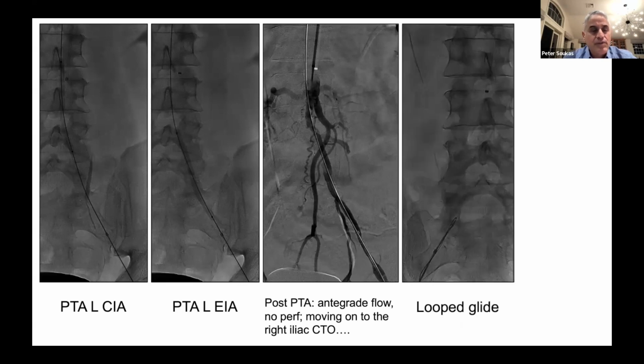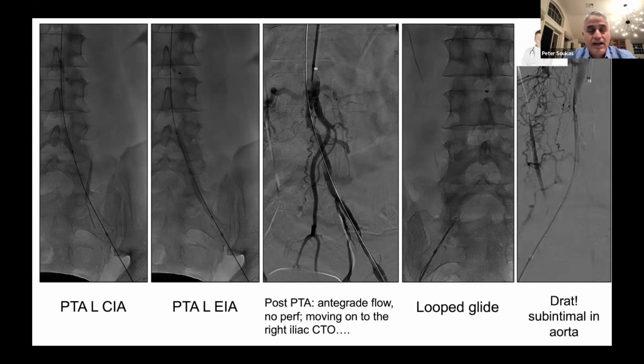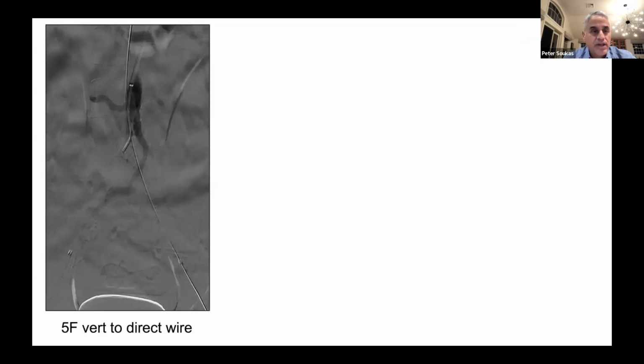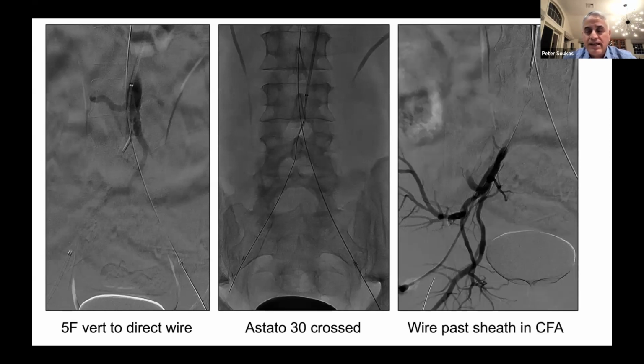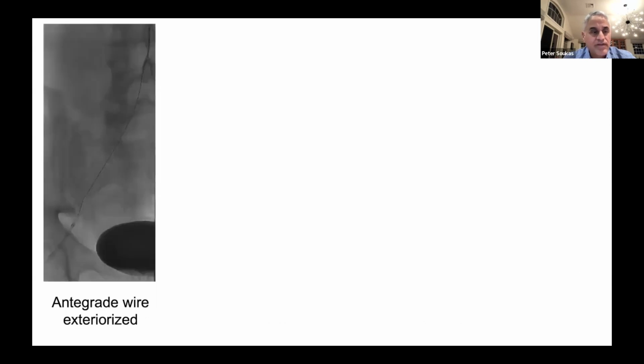And initially, we had a little bit of a beak there. So we thought, well, maybe we could just loop a glide wire through here and get retrograde. Unfortunately, that was not the case, as you can see here, that we were subintimal. So in this particular case, we elected to bring that vert back down there, and then we were able to cross with an Astato 30, got that wire past the sheath into the true lumen of the common femoral.